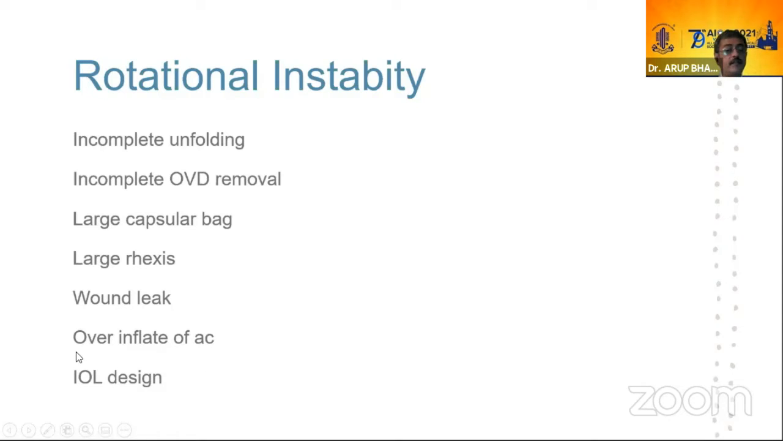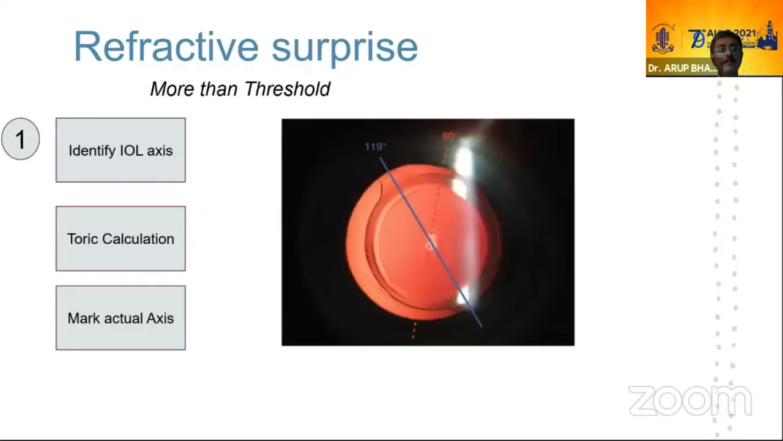I will definitely discuss all the IOLs. The IQ Toric is a different study. The IQ Toric shows the most rotational stability.